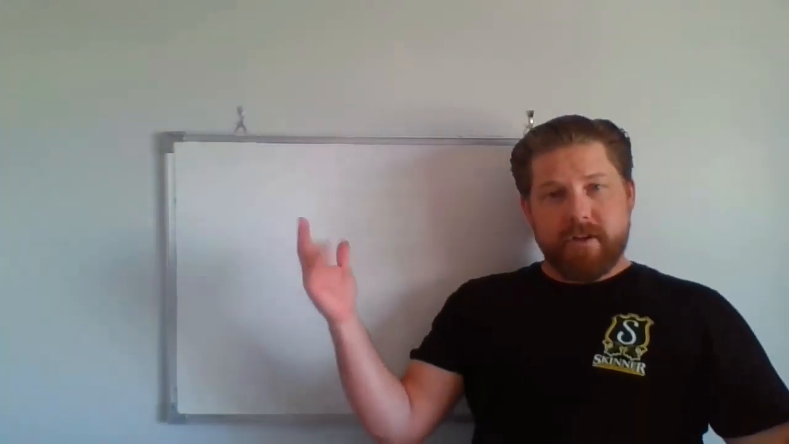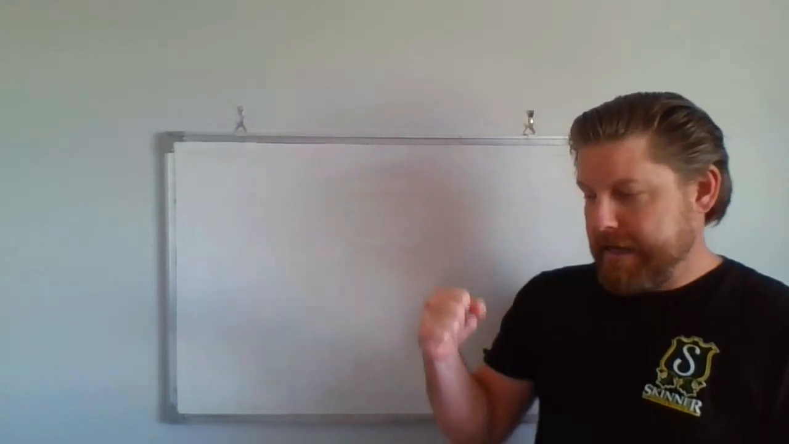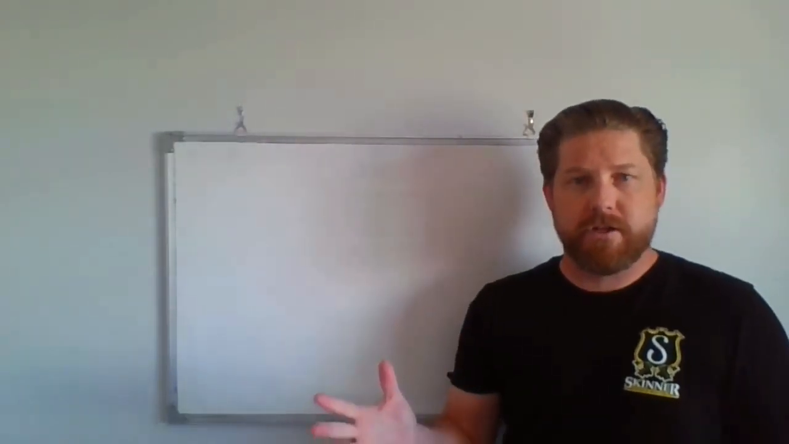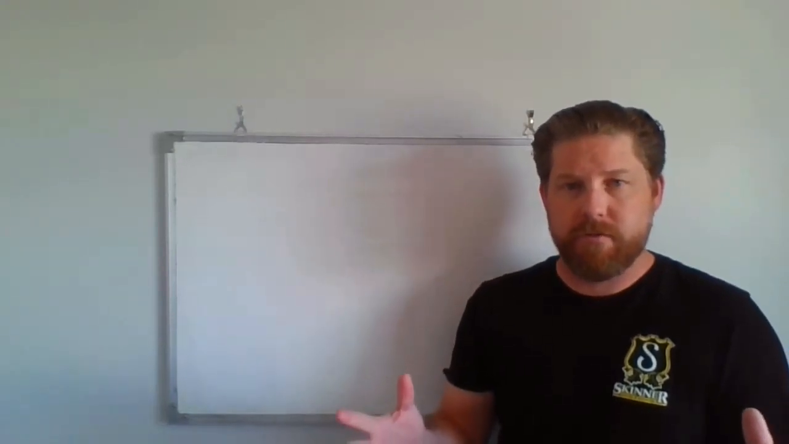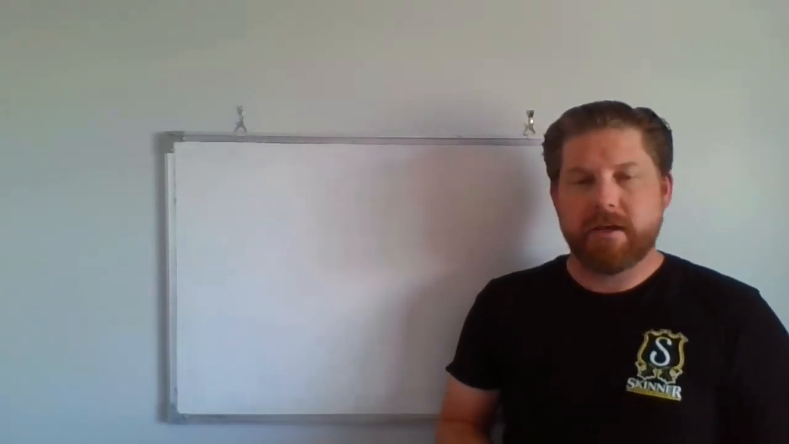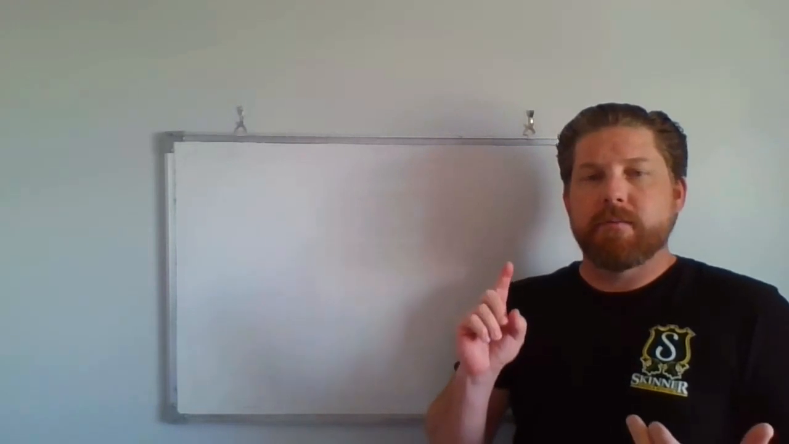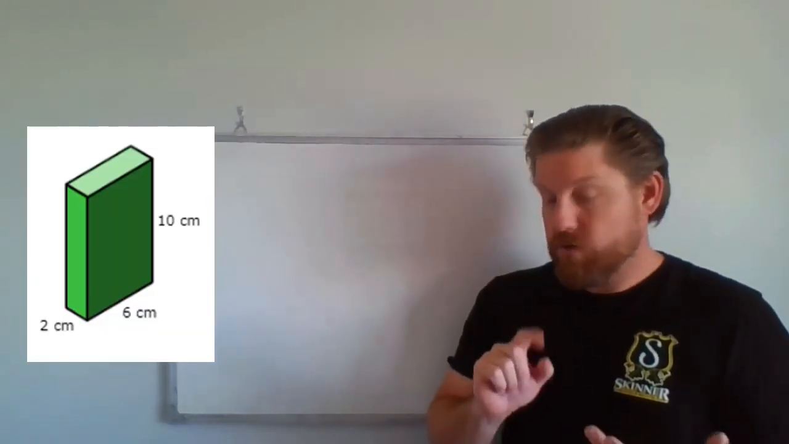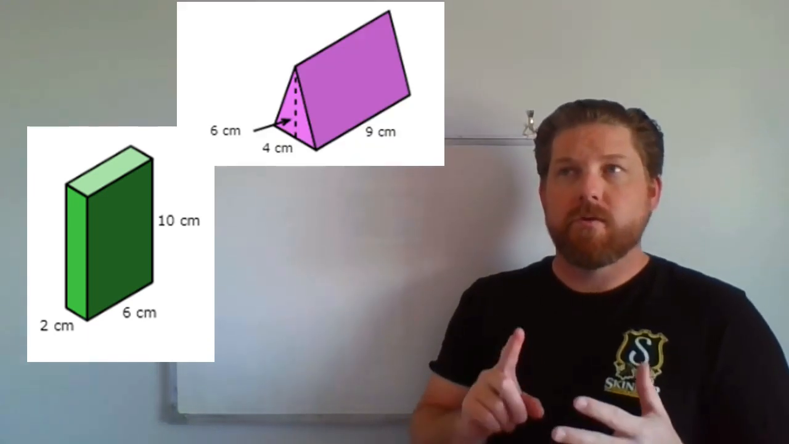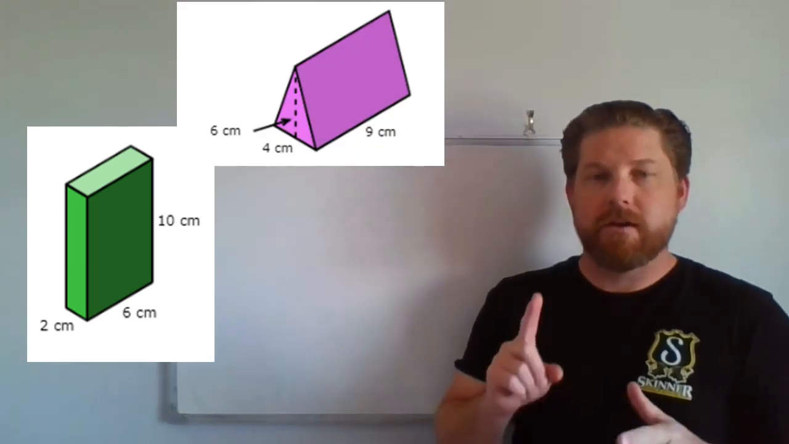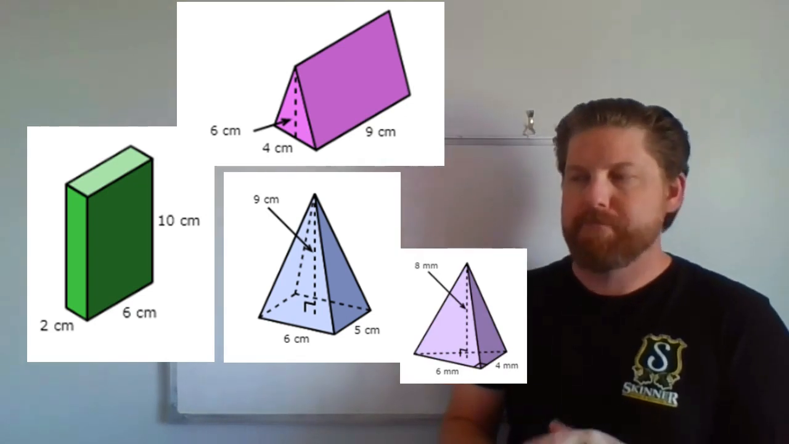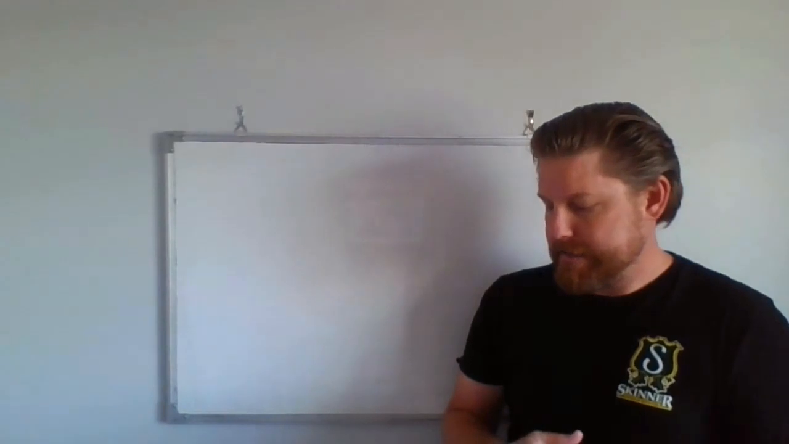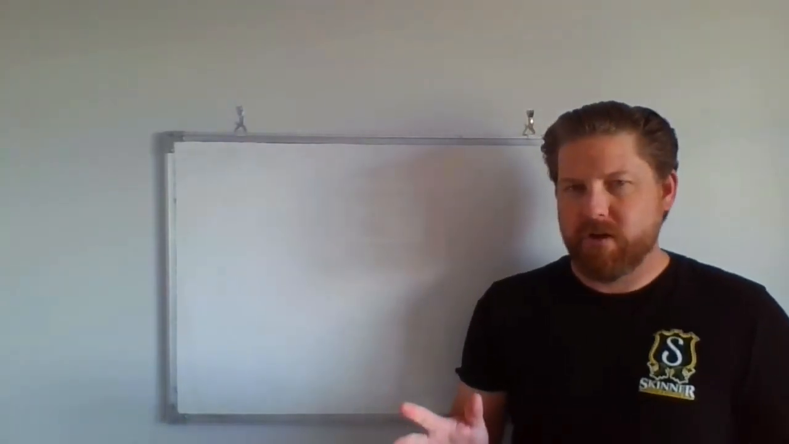Hey kids, another video from Mr. Smith. Today we're going to be finishing up our geometry unit, volume of three-dimensional figures. We're going to be looking at the volume of rectangular prisms, triangular prisms, rectangular pyramids, and triangular pyramids. Okay, so those four things we're going over today, and it shouldn't be too bad.